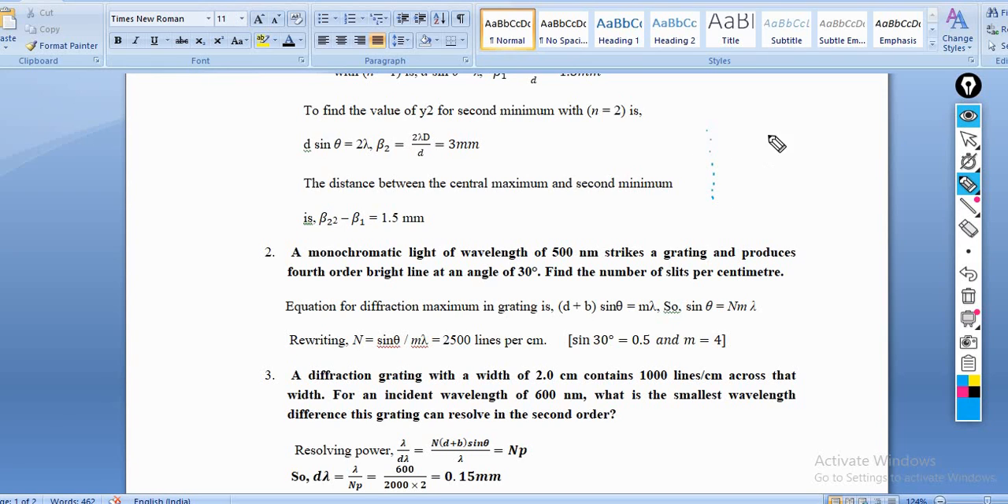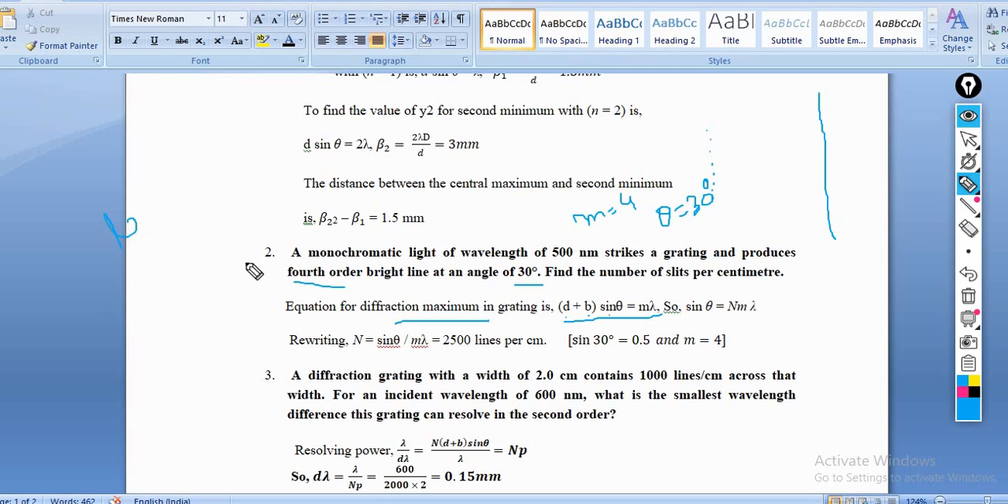So you have a grating, and in front of this you have a screen. The problem is given for the fourth order, and the angle is given as 30 degrees. So m is equal to 4, theta is equal to 30 degrees. The formula one can use for the grating, the diffraction maxima for a grating, is (b plus d) sin theta equal to m lambda, where b is the slit gap, and the obstacle between two slits is considered as d.